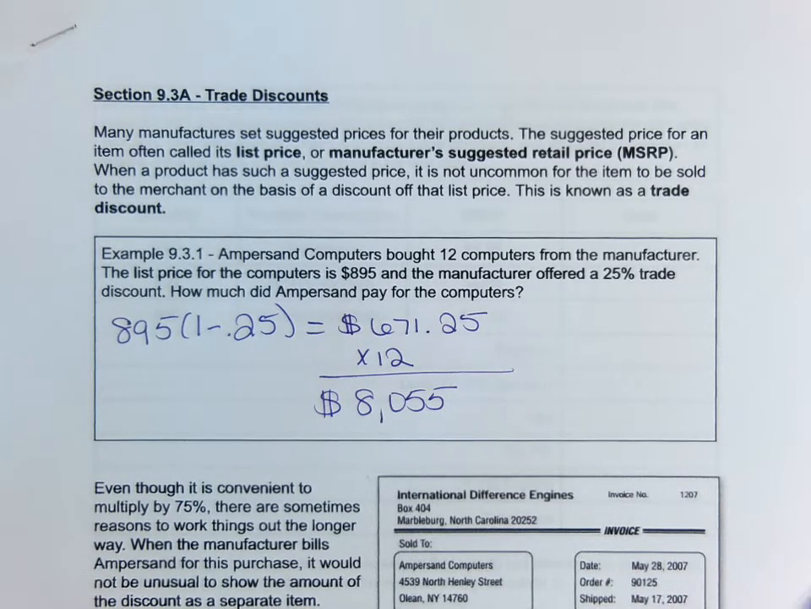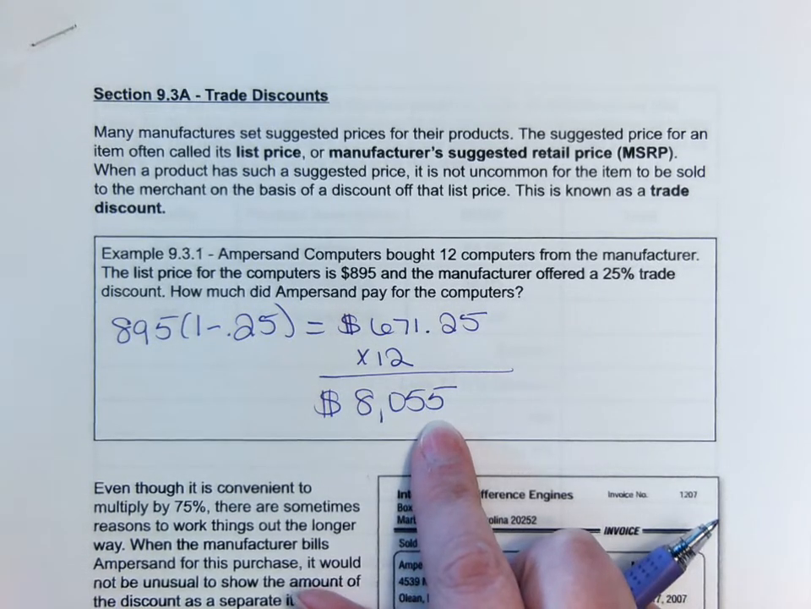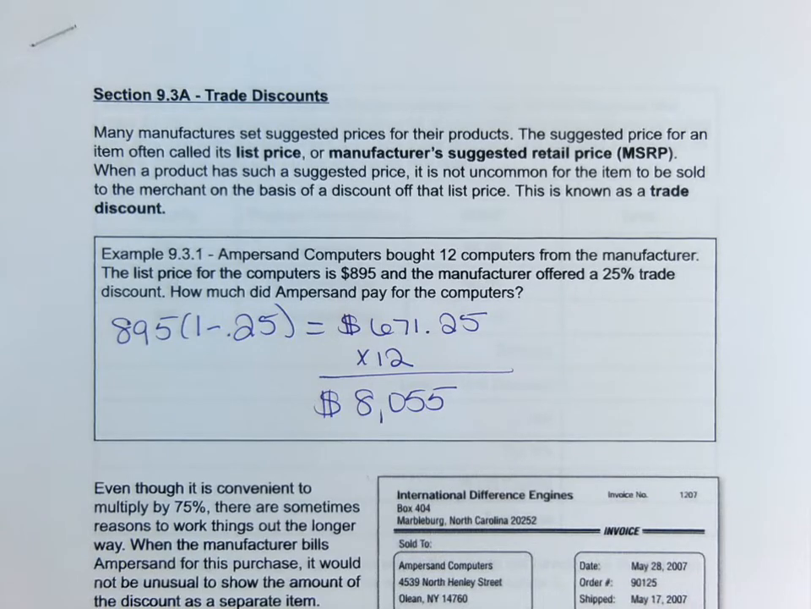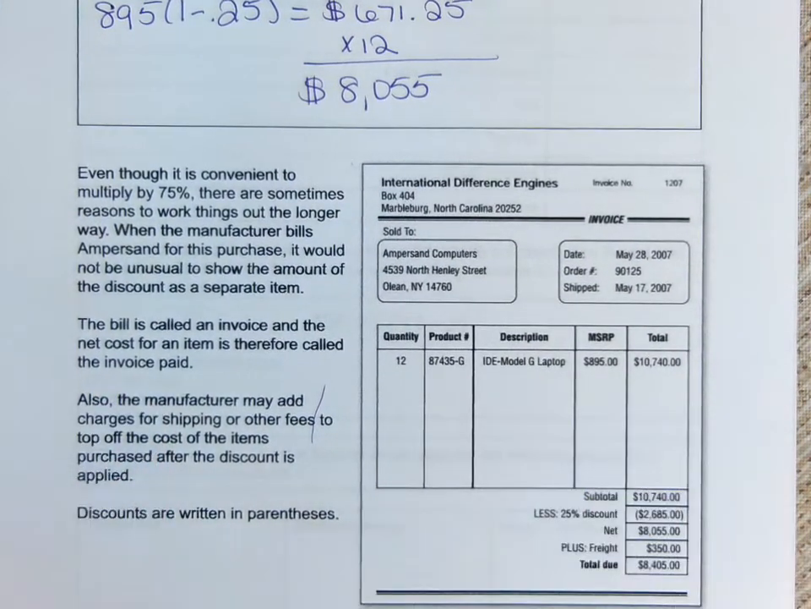But right now, we're not worried about that profit. Right now, we're just talking about what trade discount is. So, really, trade discount is just a fancy way of saying cost. So even though it's convenient to multiply by 75%, there are sometimes reasons to work things out the longer way. When the manufacturer bills Ampersand for this purchase, it would not be unusual to show the amount of the discount as a separate item. Right here.